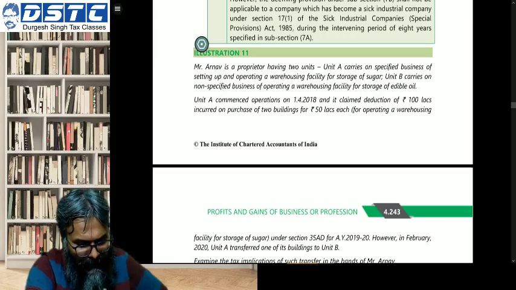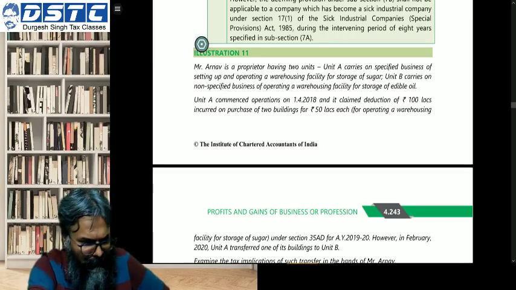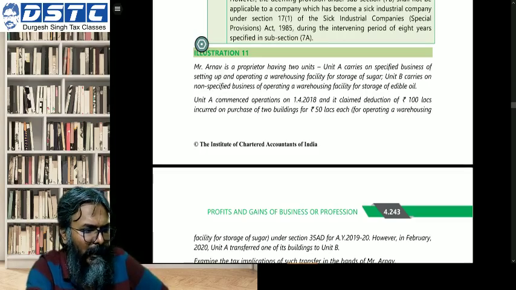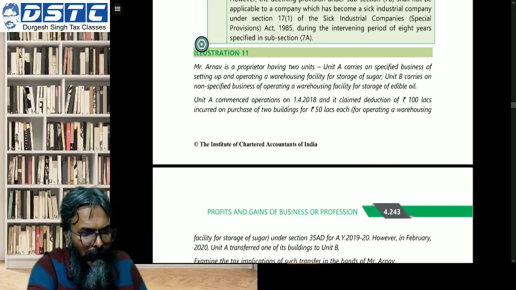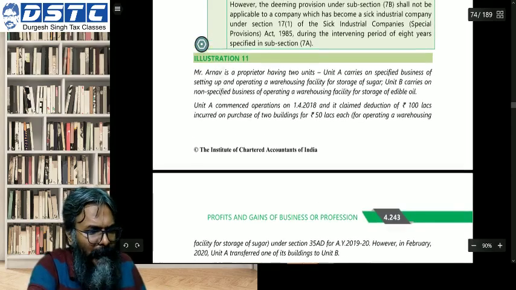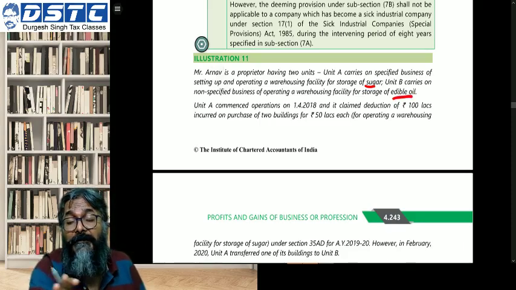Fine students. With this then we move to illustration number 11. In that Mr. Arnav is a proprietor having two units. Unit A carries on specified business of setting up and operating a warehousing facility for storage of sugar, and Unit B carries on non-specified business of operating a warehousing facility for storage of edible oil. So one we can say is eligible, and another is ineligible, non-specified business.